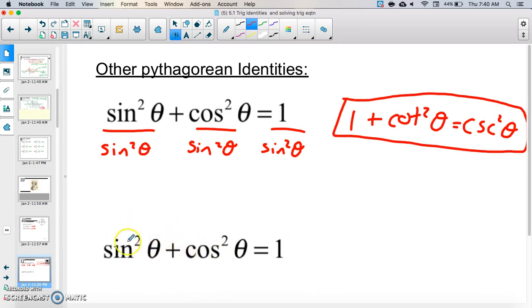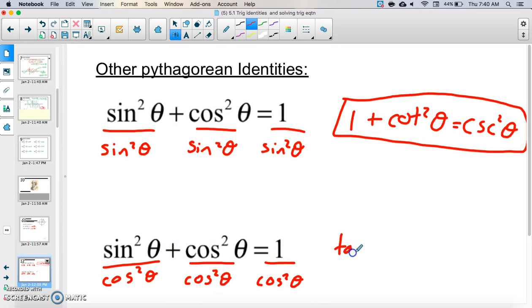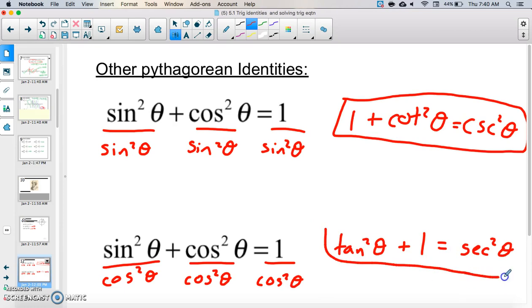For the other one, starting with the same identity, if I now just divide by cosine instead of sine, notice you can derive all of these. You don't have to memorize them as long as you can just go through steps to derive different identities. So sine squared divided by cosine squared is tangent squared theta. Cosine squared divided by cosine squared is 1. And 1 over cosine squared is going to be secant squared. So this is another identity. So this should be a review from last year. And remember, you can rearrange these to get cotangent by itself, tangent by itself, however you want to rearrange it.